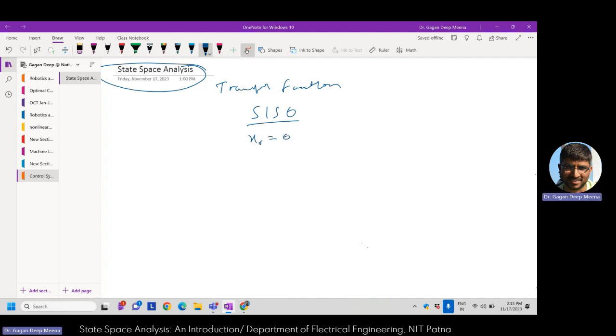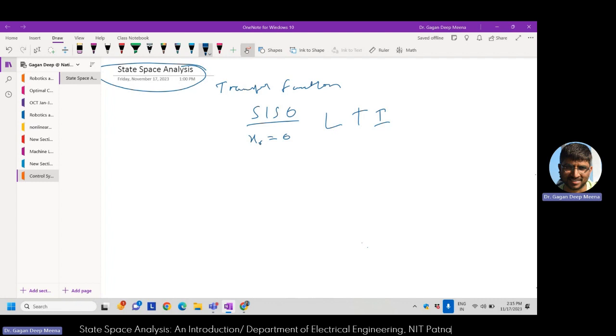But the transfer function approach is really good when it comes to linear time invariant systems, and you have a single input, single output system, so that you can represent it in the form of a fraction, the Laplace of that fraction at initial condition zero. So that way, the transfer function approach is really good.